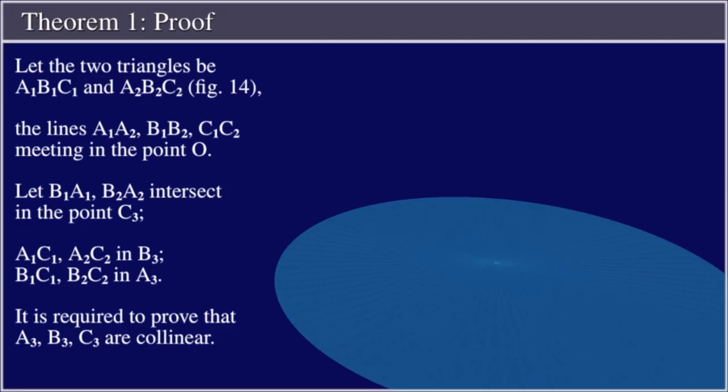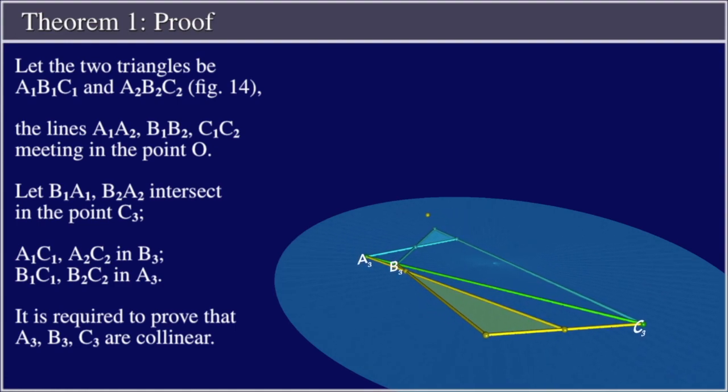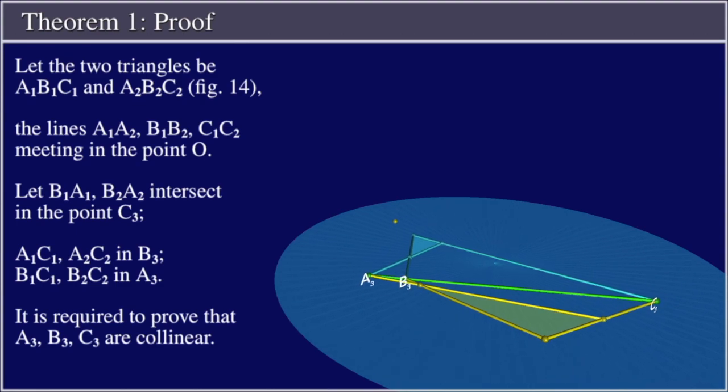Proof: let the 2 triangles be A1, B1, C1 and A2, B2, C2, figure 14, the lines A1, A2, B1, B2, C1, C2 meeting in the point O. Let B1, A1, B2, A2 intersect in the point C3, A1, C1, A2, C2 in B3, B1, C1, B2, C2 in A3. It is required to prove that A3, B3, and C3 are collinear.